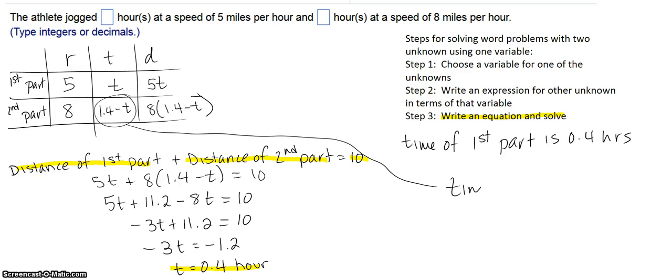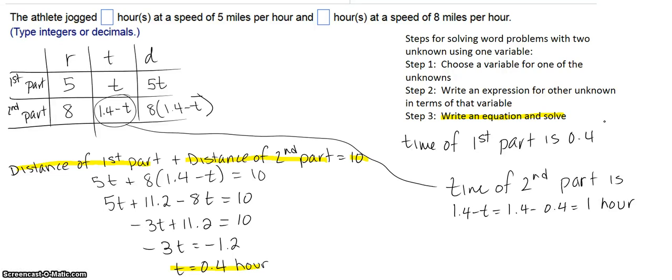So we know that the time of the second part is 1 hour. So the time of the first part is 4/10 of an hour, and the time of the second part is 1 hour.